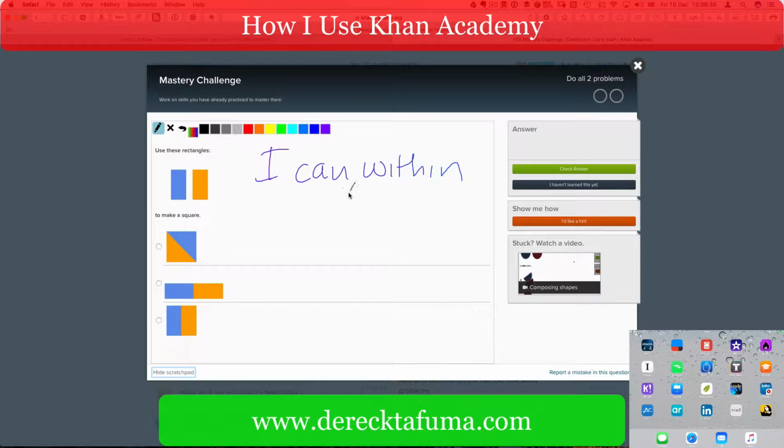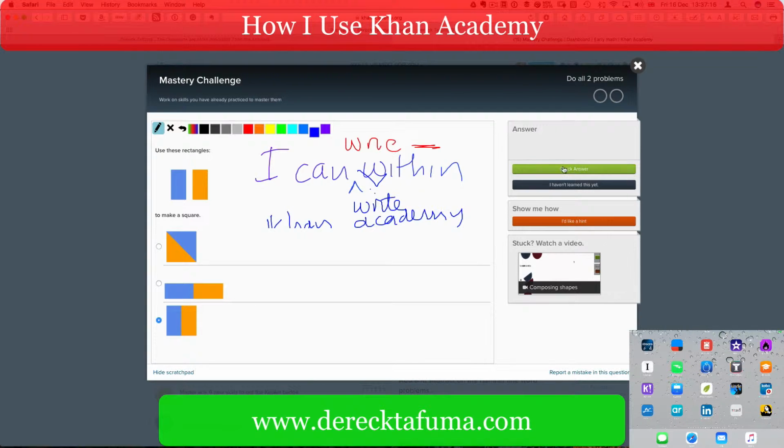With this scratch pad I can write, and I can change the color. I can change colors as well. Who cares? I'm going to change the colors. Let's put it down here. Let's change it to purple. So I can write within Khan Academy, let's say, to help me answer that question. So I know that to make a square, I'm going to need to do that.